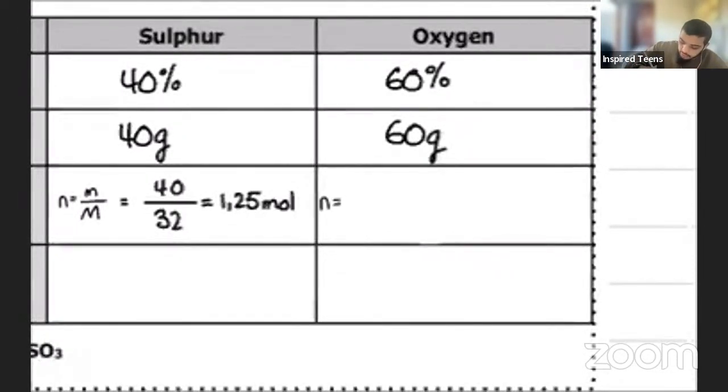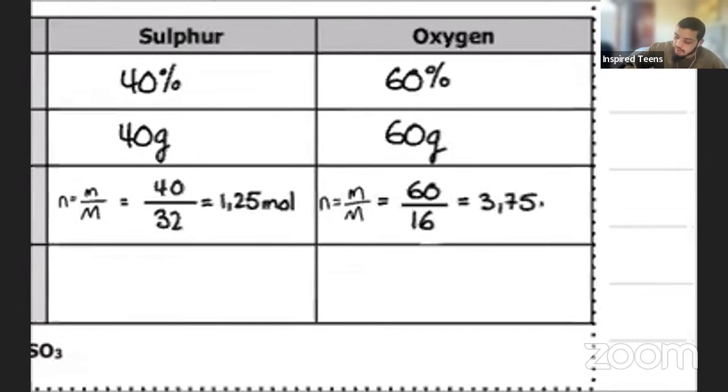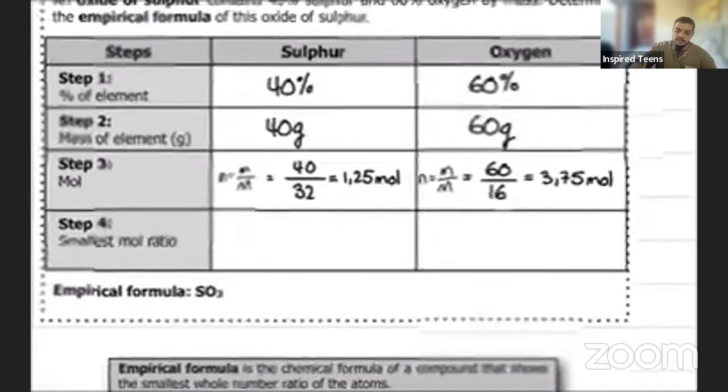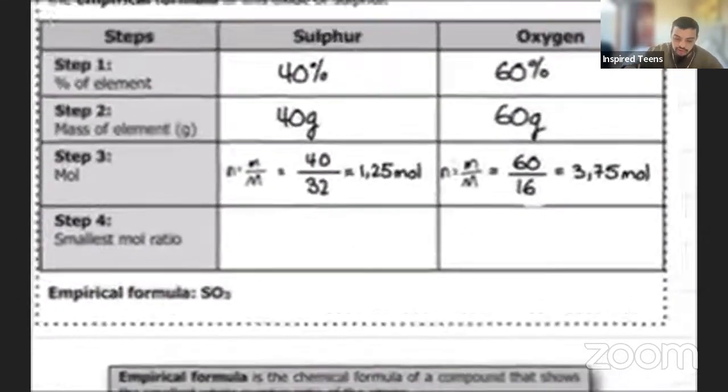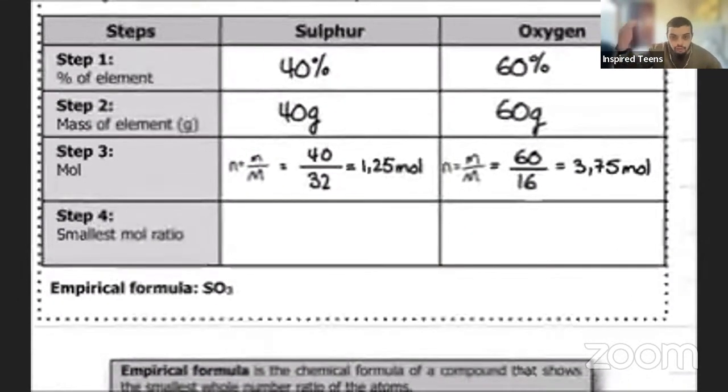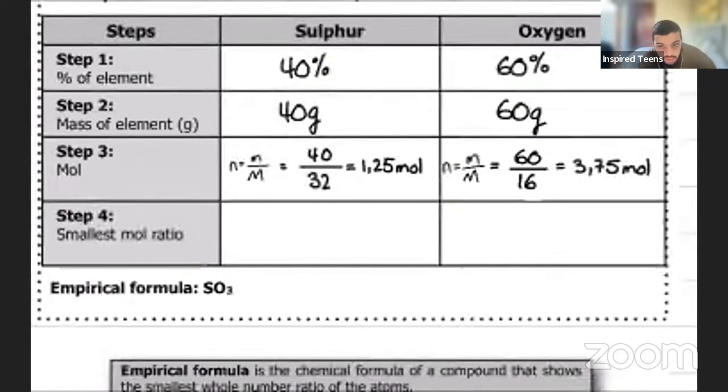Okay. Then you treat oxygen as a mass as well. So you're going to use this formula, n is equal to M over big M, right? Then it's going to be 60 divided by 16. Okay, and here you get 3,75 moles. So we converted the percentage, used it as a mass, and converted the mass to moles. That's exactly what we did.